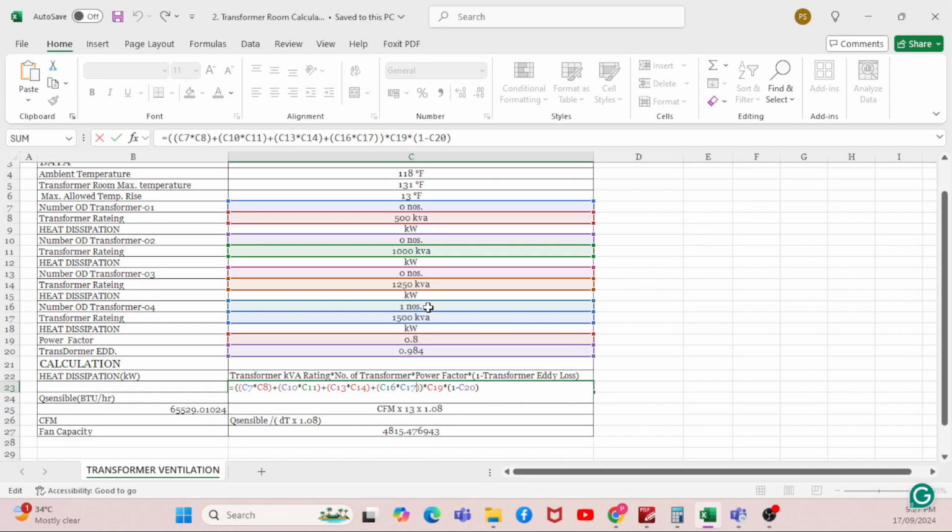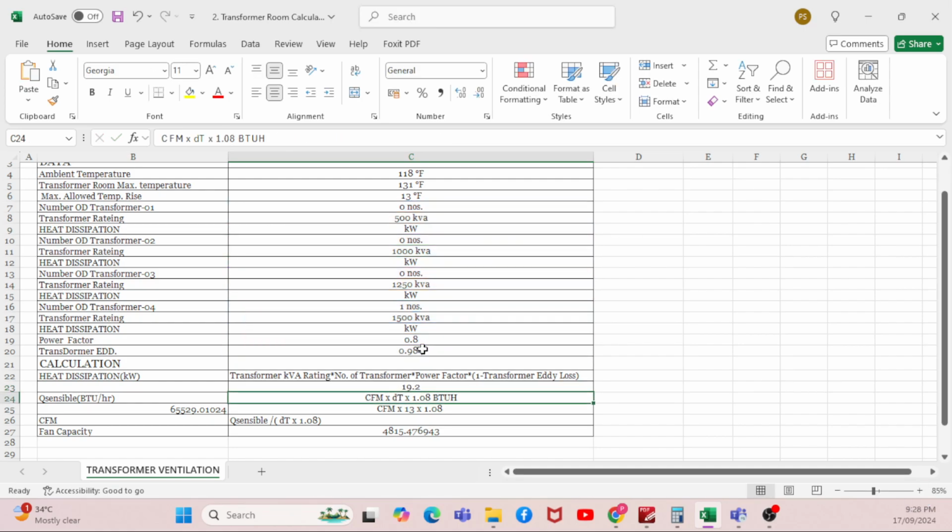Then C19 is the power factor, which is 0.8. Then multiply by 1 minus the transformer losses, that is the transformer efficiency. The percentage is 98.4, but as a fraction it is 0.984. So you can calculate the heat dissipation of one transformer. Clear?